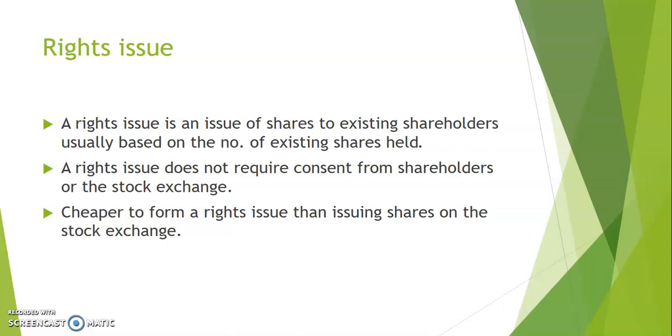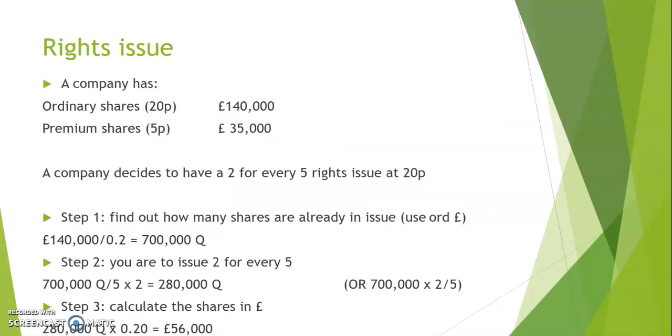There are other benefits. There are less costs. It is cheaper, and also you don't need any consent. If you are going to sell shares on the stock exchange to new shareholders, you need consent from existing ones. So there is another benefit there, and it is also cheaper to do a rights issue than to do a full new issue of shares on the stock exchange. So that's basically how it works. You're just selling shares to existing shareholders. They are not new. Let's have a look at an example.